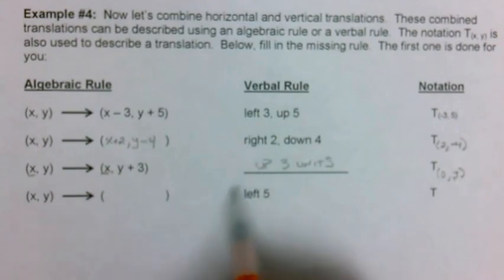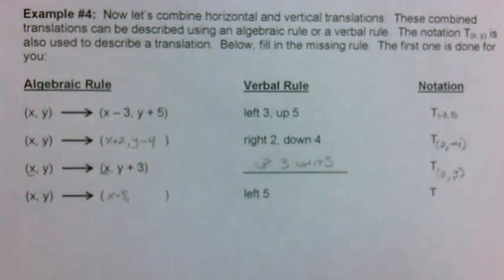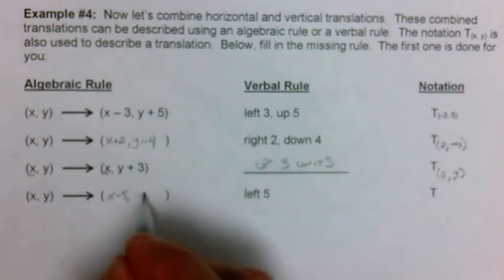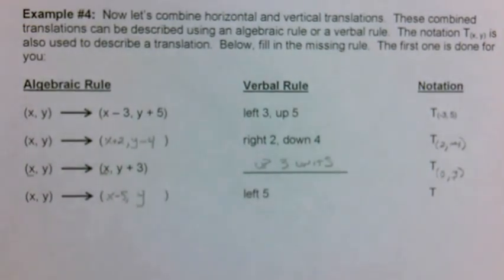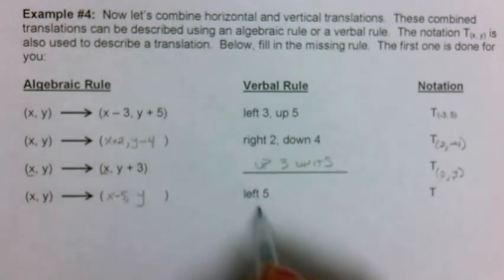Our verbal rule for this example, we're moving to the left 5 units. Moving left is going to change your x coordinate, and since it's going to the left, we're going to have to subtract 5. So we're going to do x minus 5 for the x coordinate. And then since we're not moving up or down, your y coordinate is going to stay exactly the same. So x minus 5 comma y means that we're moving left 5 units.